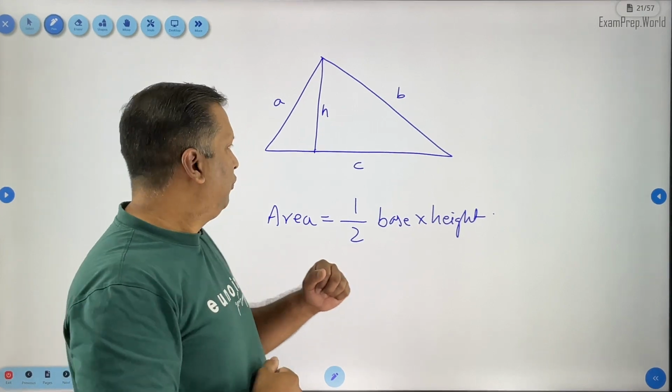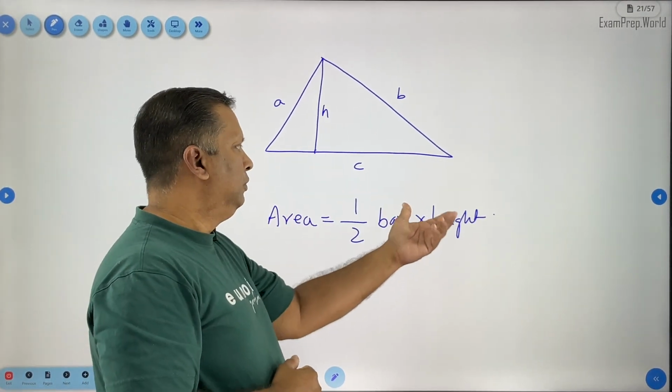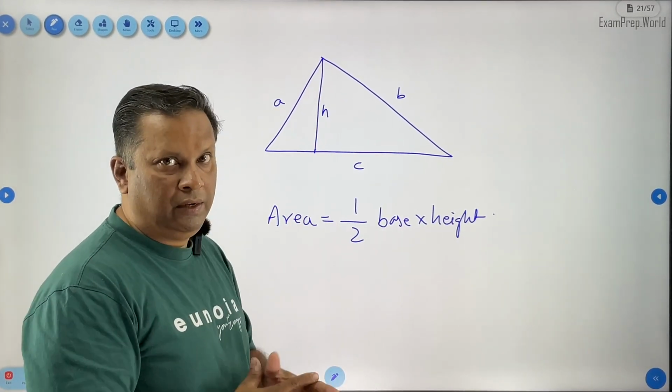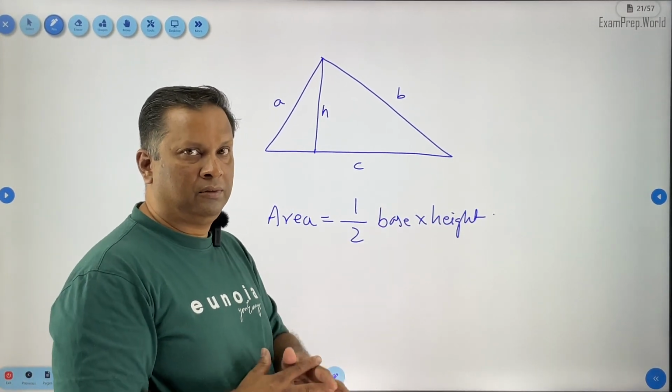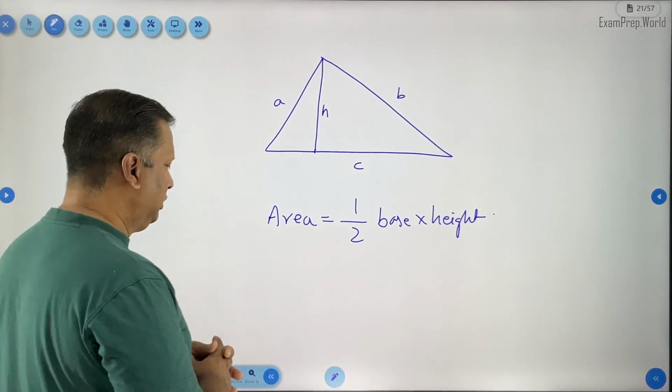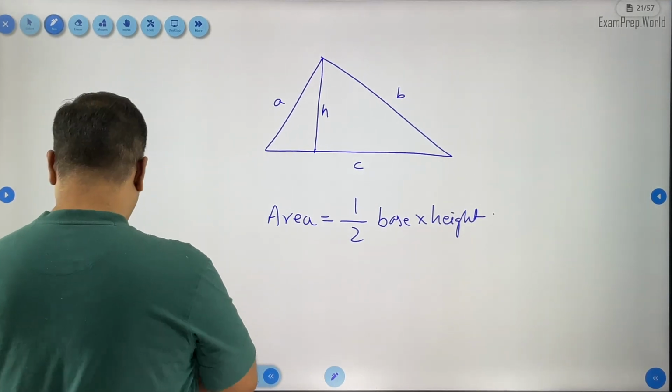But what if they have not given you which is base, which is height? Nothing they have given. They have only given you two sides and one of the angles, right? How do we do that? So let's learn those kinds of questions.